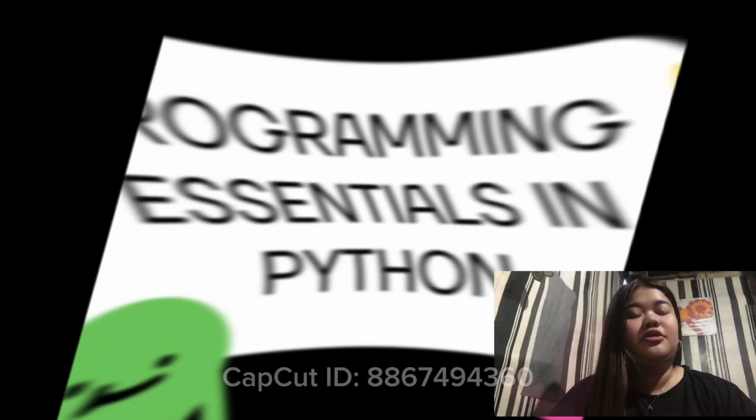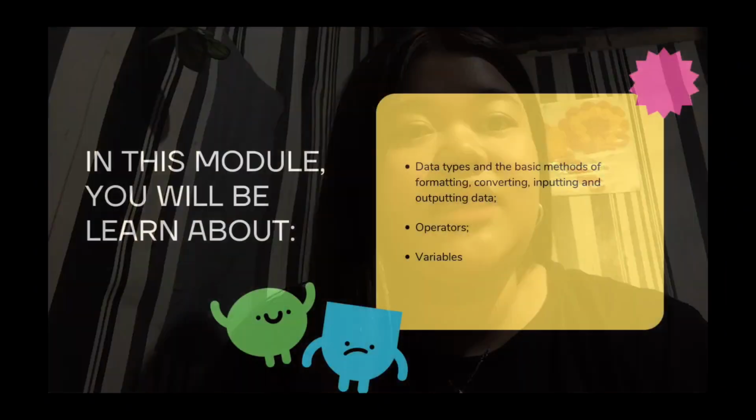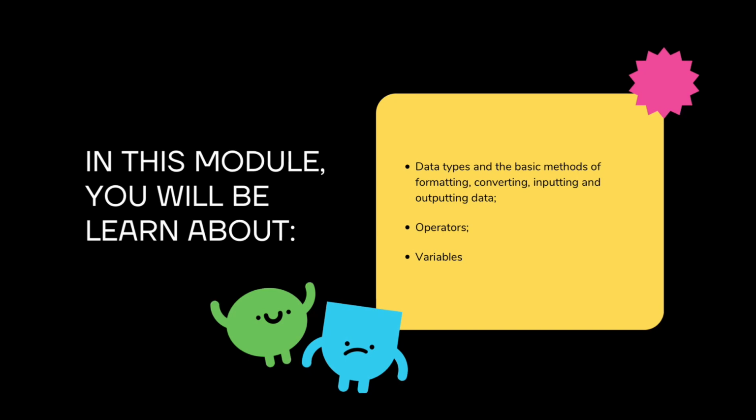So for today we are going to tackle Chapter 2, which is all about programming essentials in Python. In this module, you will learn about data types and the basic methods of formatting, converting, inputting, and outputting data. The second one is operators, and the third one is variables.